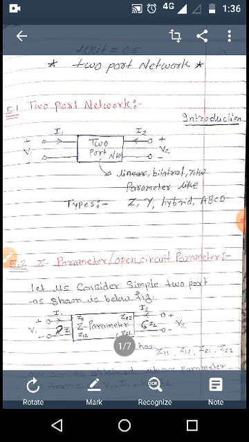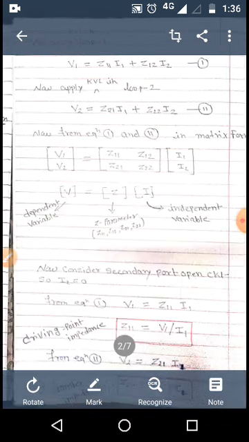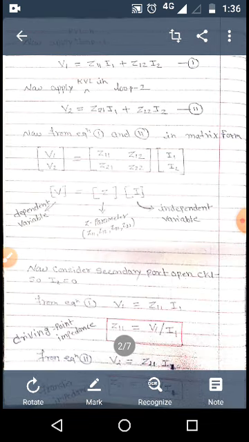In this figure, one is the input port and the other is the output port. In the input port, we consider V1 voltage and I1 current, and the output port has V2 voltage and I2 current. Now for the input side, we apply Kirchhoff's voltage law. According to KVL, the first equation is V1 equals Z11 I1 plus Z12 I2.